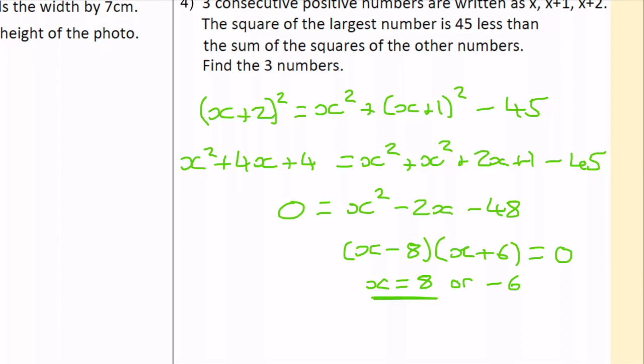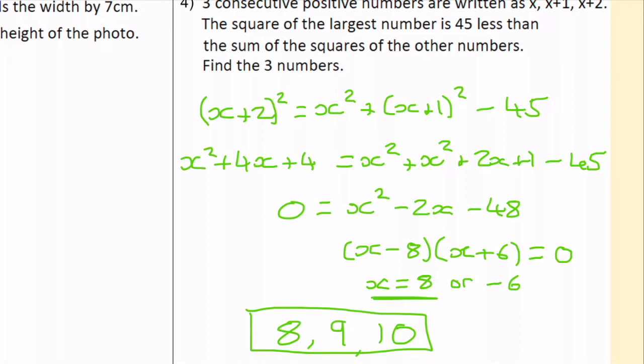Remember my numbers were x, x plus 1 and x plus 2. So that means my answers are 8 and then 8 plus 1 and 8 plus 2. Final answers. Alright, and always just check it works if you want to.